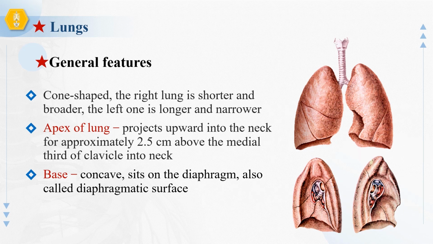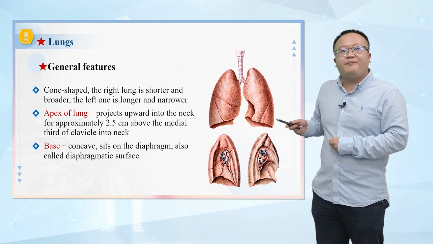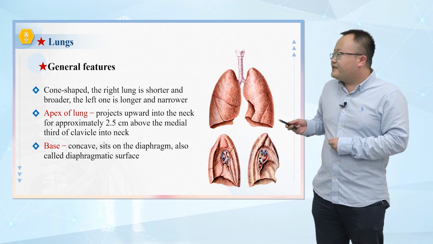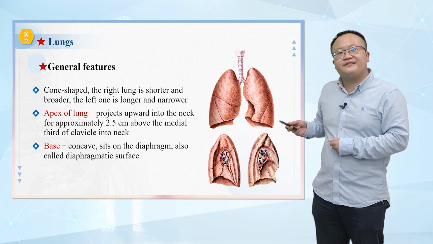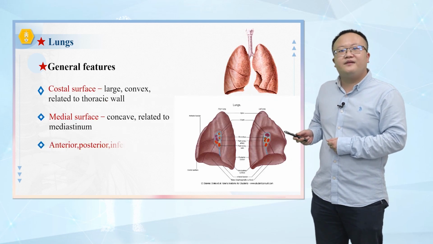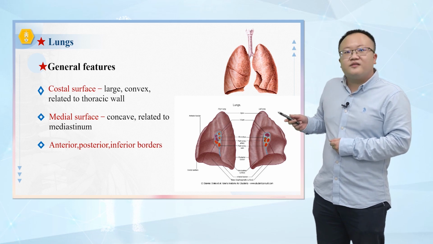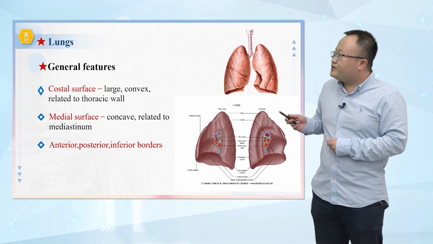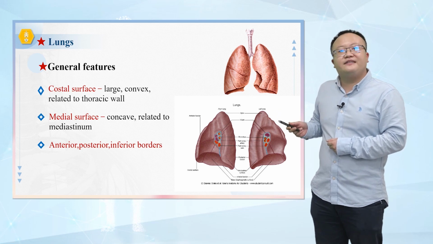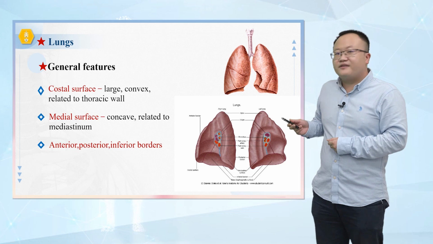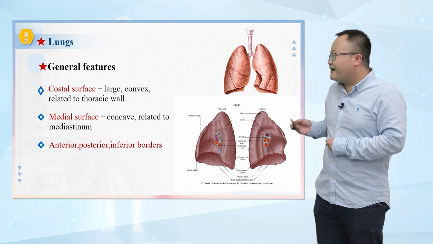Apex of lung: it projects upward into the neck for approximately 2.5 cm above the medial third of the clavicle. The base, its concave surface, sits on the diaphragm, also called the diaphragmatic surface. There are several surfaces: the costal surface and the medial surface, and there are 3 borders: anterior, posterior, and inferior.